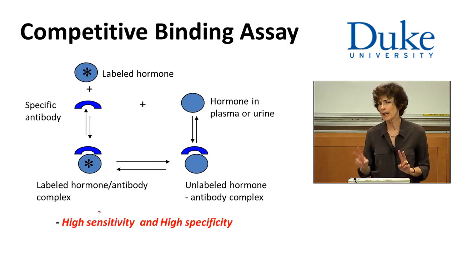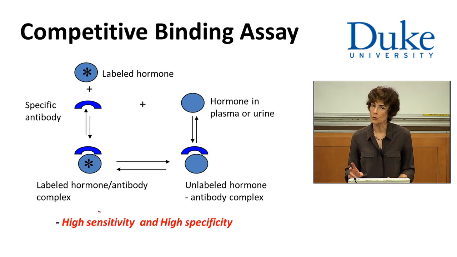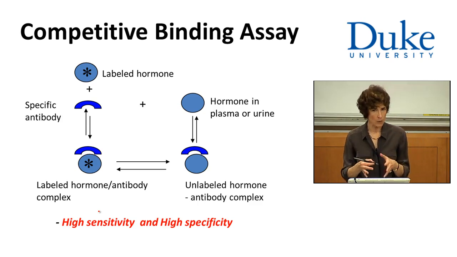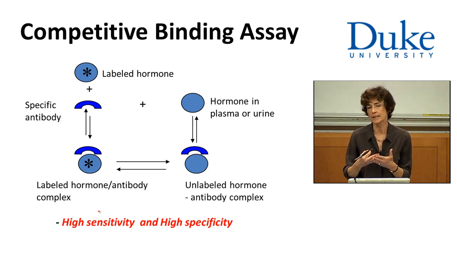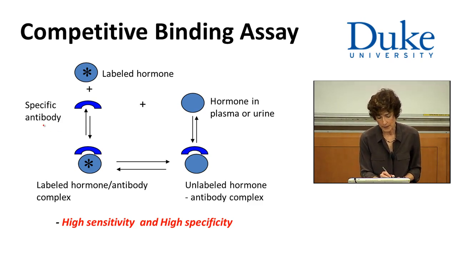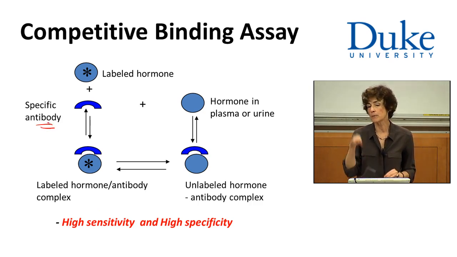So we have two assays for measuring our hormones, and one of them is called the competitive binding assay. And remember that the hormones are at very, very small concentrations within the blood. So we have to have a very sensitive assay to find the amount of hormone that's within our sample. And to do this, we use a specific antibody. So this antibody then recognizes the hormone.